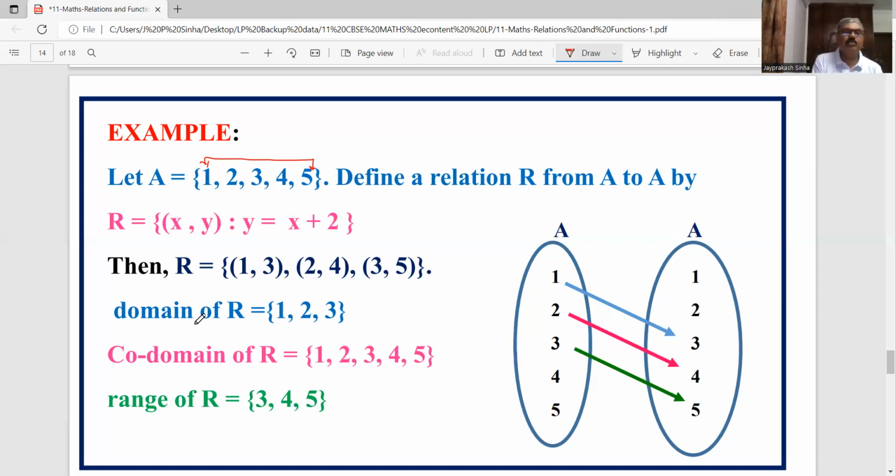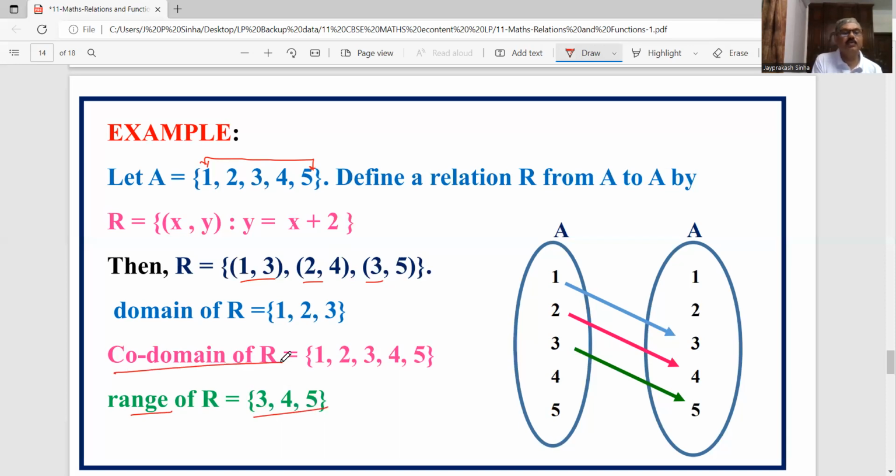So as per the definition, what is the domain of this relation R? In this relation there are 3 ordered pairs. So what are the first elements? 1, 2, 3. Correct? So 1, 2, 3 are the domain of R. And then range of R. Range of R means the second elements, 3, 4, 5. Second elements of the relation are called range. So 3, 4, 5 are the range.